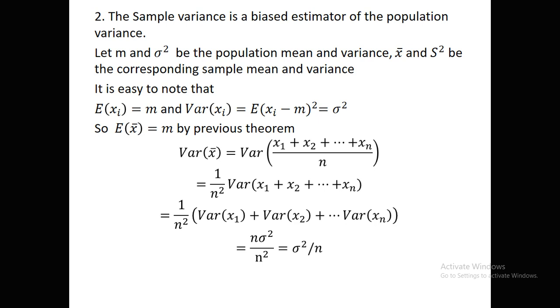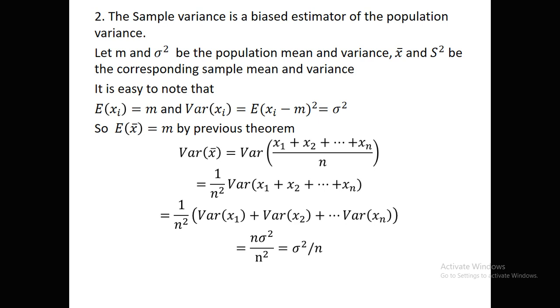Now, by the previous calculation, E of x1, E of x2, E of xn, that is E of xi equal to m, and var of xi, if you calculate in the simple way, this will be simply sigma square. Now we have already calculated that E of x bar equal to m, because the sample mean is an unbiased estimator of population mean. Obviously E of x bar equal to m.